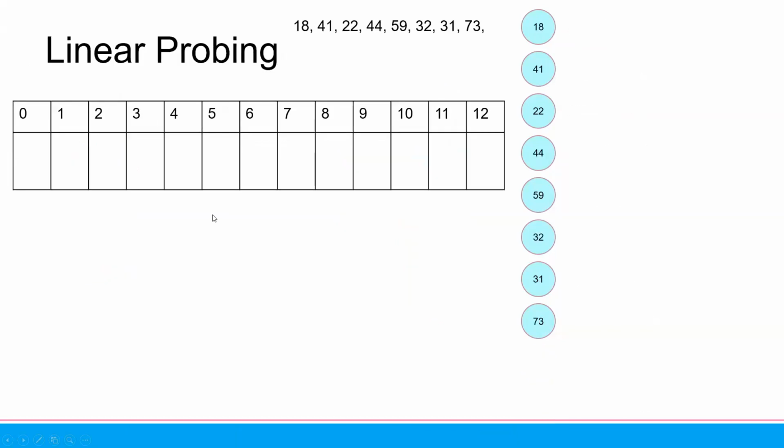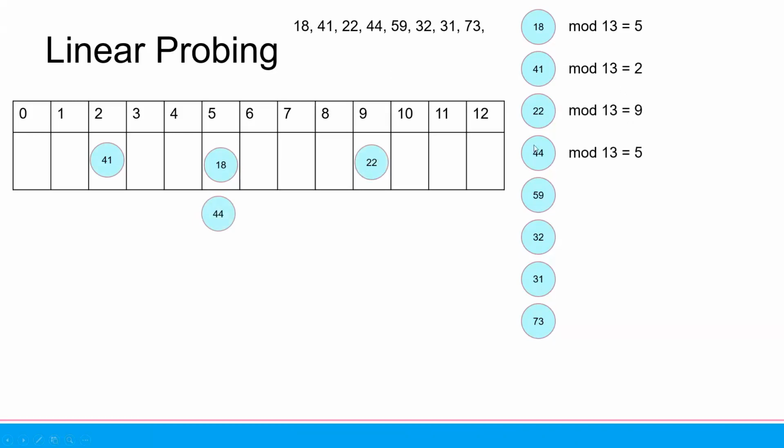What about linear probing? The same as the hash function that we learned before, we will use mod 13. So 18 mod 13 is 5. So we put it into index 5. And then I put 41 in index 2 because 41 mod 13 is 2. And then 22 mod 13 is 9. So I put the value 22 in index 9.